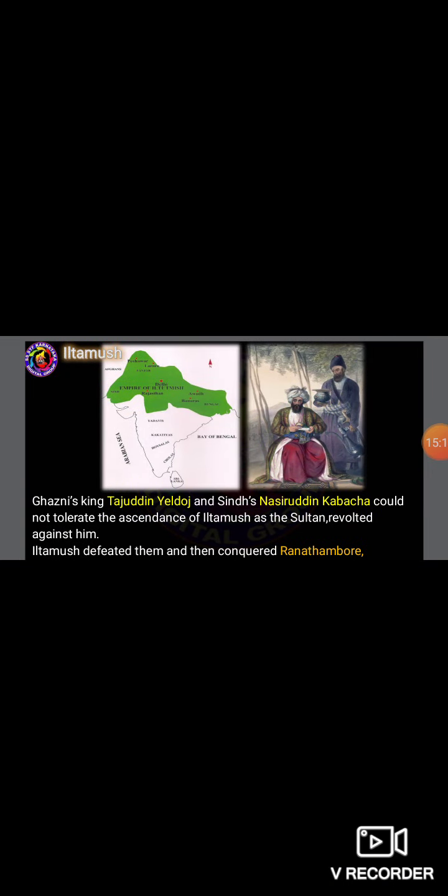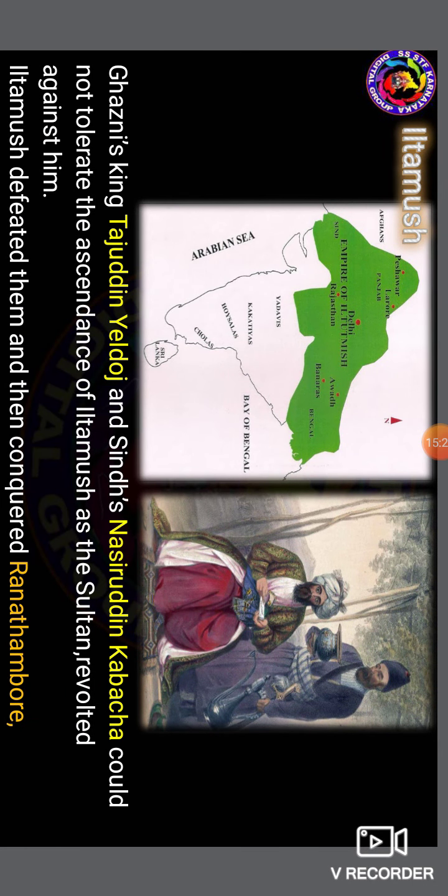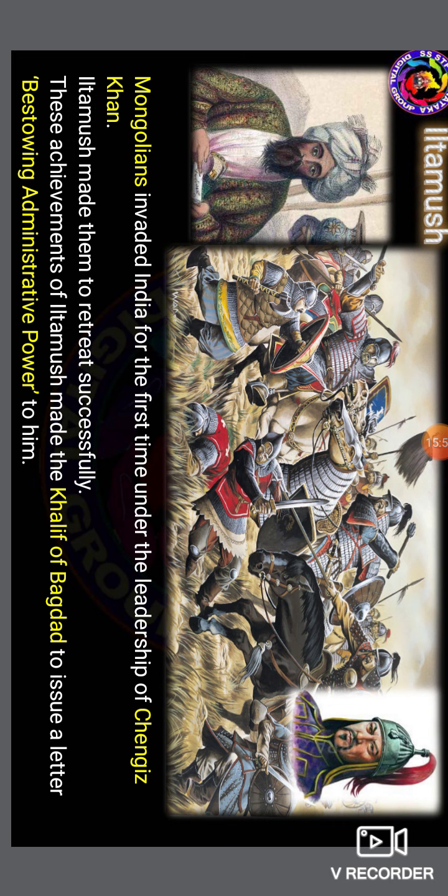The Ghazni king Tajuddin Yildiz and Nasruddin Qabacha of Sindh could not tolerate Iltutmish as the Sultan and revolted against him. Iltutmish defeated them and then conquered Ranthambore, Mandore, Gwalior, Bilsa, Ajmer, Benares, and Kannauj. The Mongols invaded India for the first time under the leadership of Genghis Khan. Iltutmish made them retreat successfully.